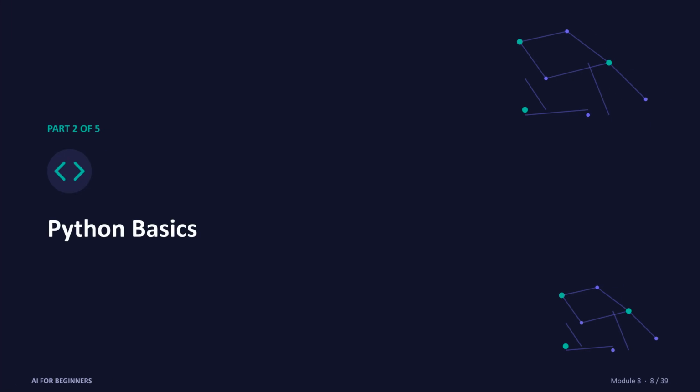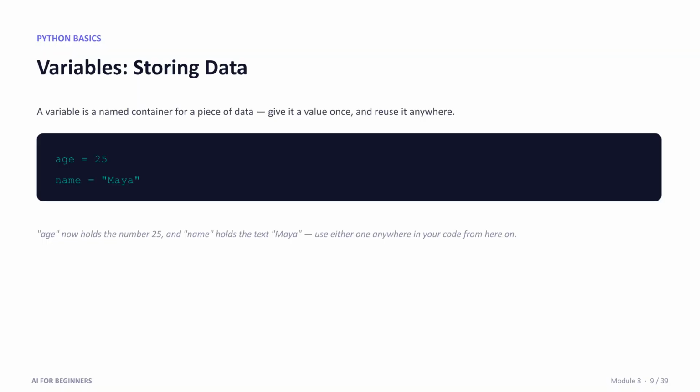Now that you're set up, we move to Part 2, Python basics. We'll look at a small set of building blocks that serve as the foundation for nearly every piece of AI code you'll ever write. First, variables. Think of a variable as a named container for data. You assign a value to it, like age equals 25 or name equals Maya, and you can then reuse those labels anywhere in your code.